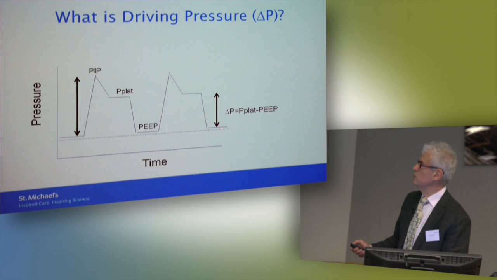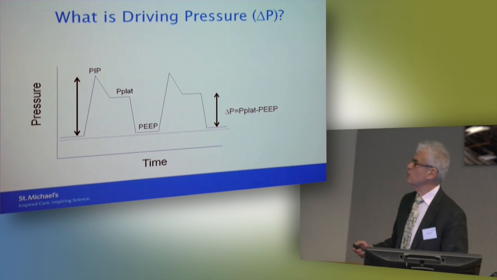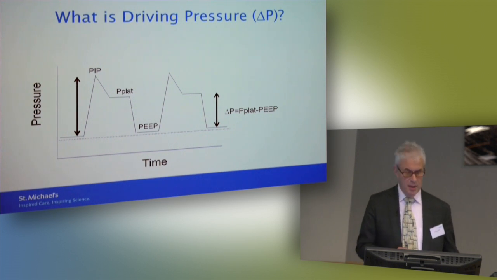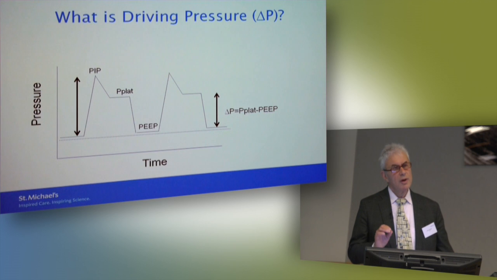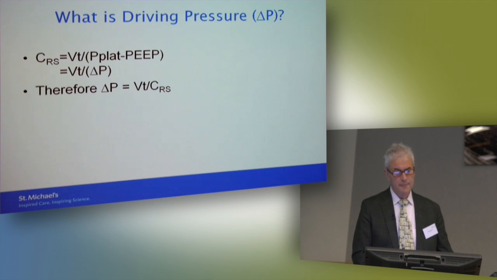And I've shown two PEEP levels here. If there's auto PEEP, that can have an impact on what this driving pressure is. But let's ignore that for the moment, although that might be an issue. So delta P as a potential mediator of lung injury in patients with ARDS. So we're going to focus on delta P.